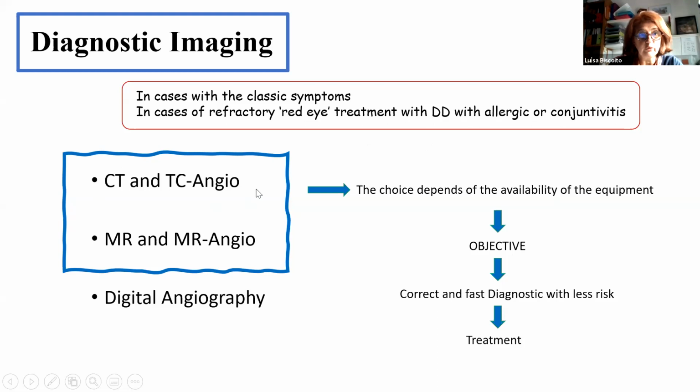What do we do? We do either CT or MR. It depends on the availability of the equipment and the experience of the group, and the objective is the correct and fast diagnosis, of course, to lead to the planning of the treatment. Digital angiography we can do first to confirm the diagnosis and study the angioarchitecture of the fistula, and then proceed to the treatment in another session, or do it at the same time. It depends on the way people work. But do imaging when we see this.